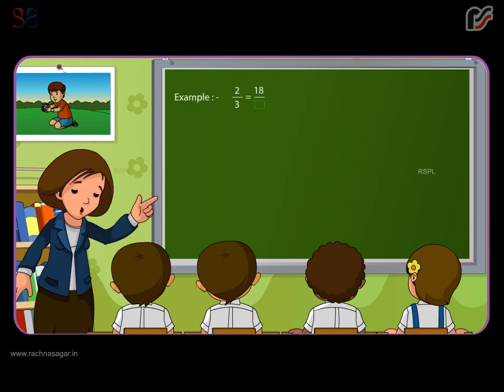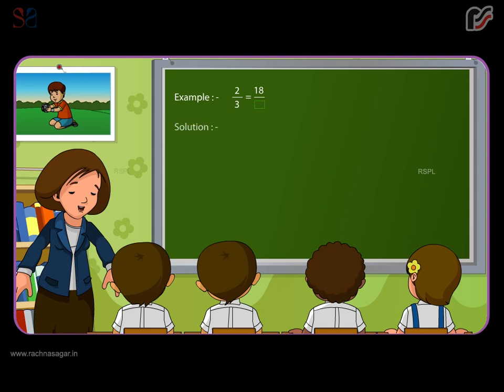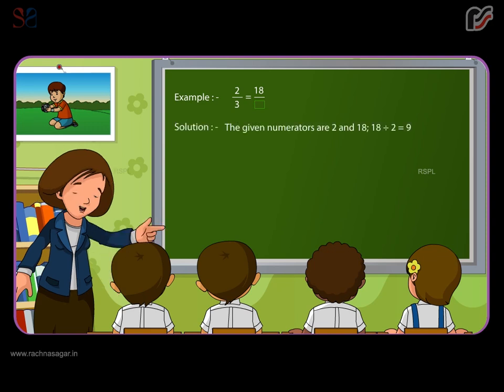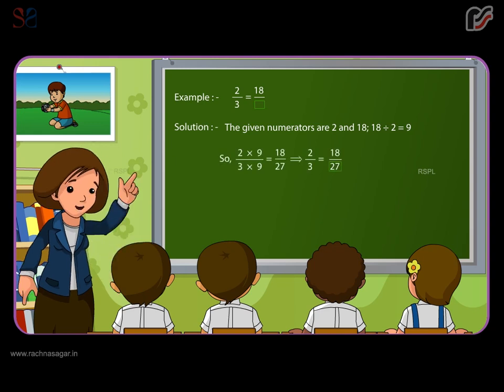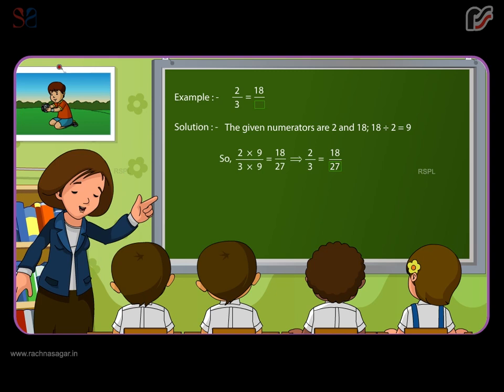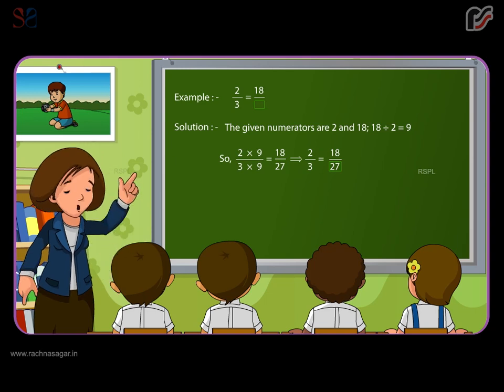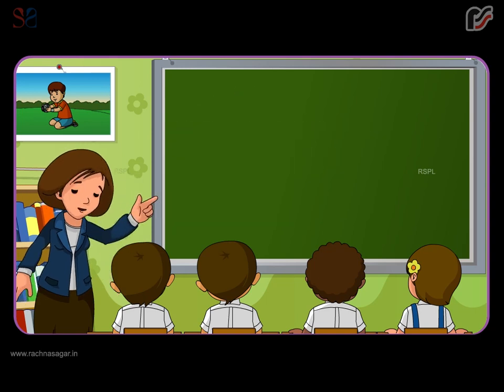Now, we need to find the equivalent fraction of 2 upon 3. The given numerators are 2 and 18. 18 divided by 2 is equal to 9. So, 2 multiplied by 9 upon 3 multiplied by 9 is equal to 18 upon 27. This implies 2 upon 3 is equal to 18 upon 27.